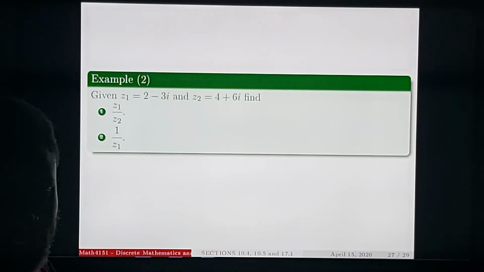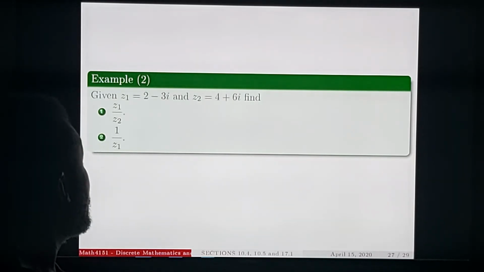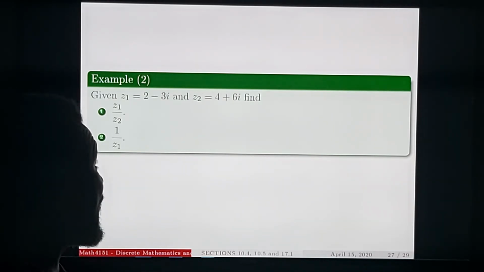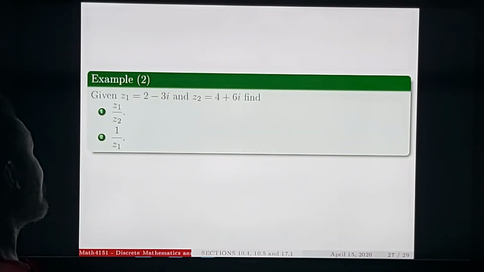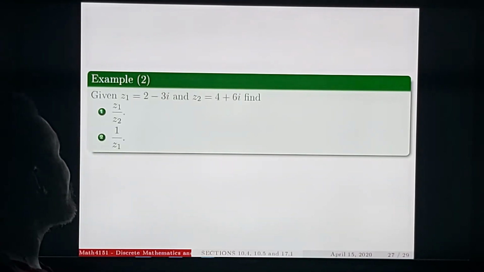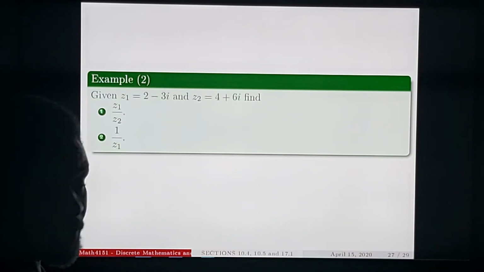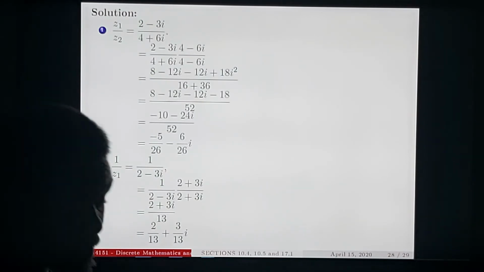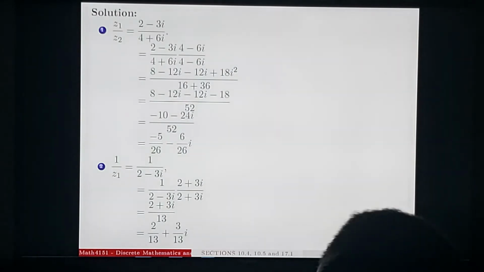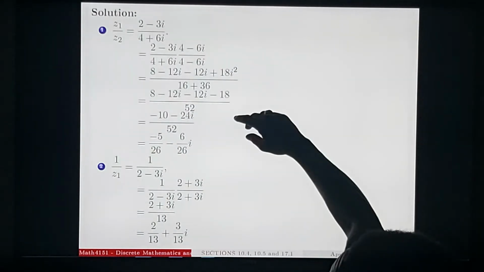Okay, ladies and gentlemen, the example which I was already showing you, but let's look at it quickly. Given that z1 is 2 minus 3i and z2 is 4 plus 6i, find z1 over z2 and 1 over z1. So how do you go about this? Well, the same process I already explained to you. What did I explain to you?